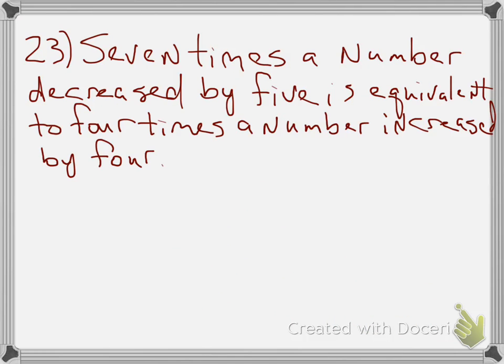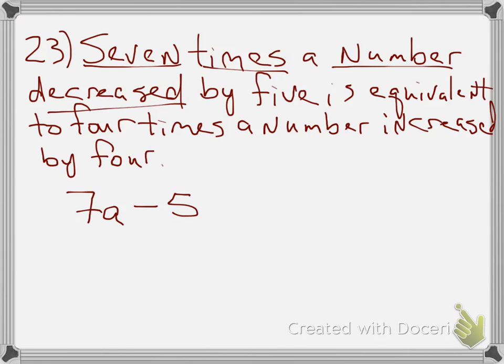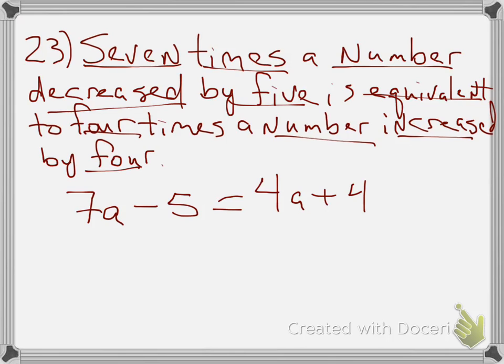All right, so here's number 23. 7 times a number decreased by 5 is equivalent to 4 times a number increased by 4. For my CP classes, this would probably be a bonus problem. For my pre-APs, it's going to be a required problem. So I have 7 times a number decreased by 5. This says straight, 7 times a number. So 7 times a, decreased by 5, is equivalent, means equals, 4 times a number. So 4a increased by 4. So plus 4. Okay, this is variables on both sides. So I can move minus 4a, minus 4a.